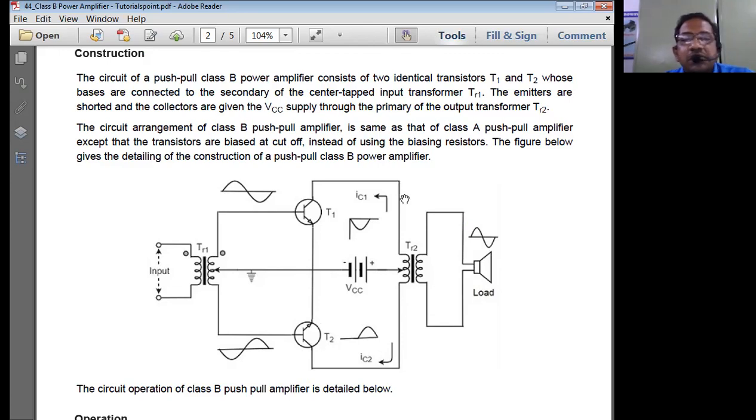Now the circuit arrangement is made such that transistor T1 will be in the on condition when the input is in the positive side, and transistor T2 will be simply connected when the input is going to take the negative cycle. That means the positive portion of the input signal is transmitted by T1, and the negative portion of the input is transmitted by T2, such that the complete input cycle is transmitted by both the transistors, so that we get the overall output at the loudspeaker side.